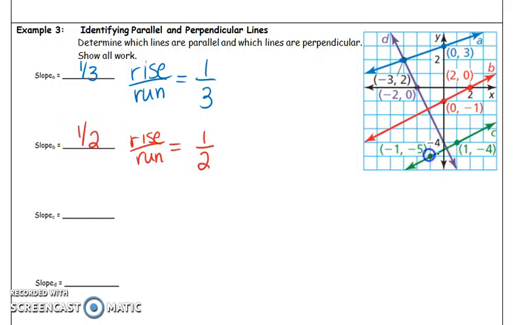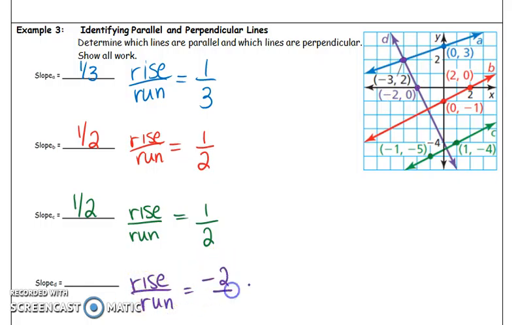The slope of line C, I'm going to use these 2 points. The rise is up 1, and the run is to the right 2. And lastly, for line D, I'm going to use this point negative 3, 2 and this point negative 2, 0. So the rise is actually down 2, and to the right 1. Negative 2 over 1 reduces to negative 2. You can just write it as negative 2.